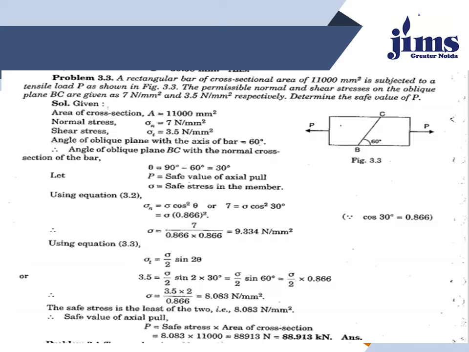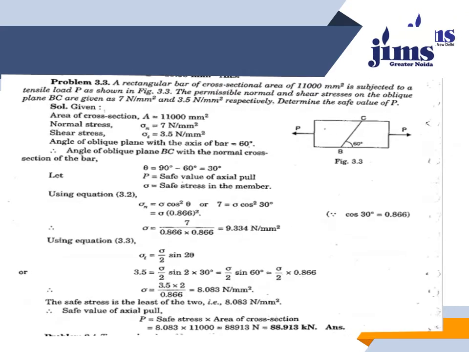The safe stress in the member is the lesser of the two, that is 8.083 Newton per millimeter square. The safe value of axial pull is equal to the safe stress multiplied by the area of the cross section, that is 8.083 multiplied by 1100, and it is equal to 88.913 kN.